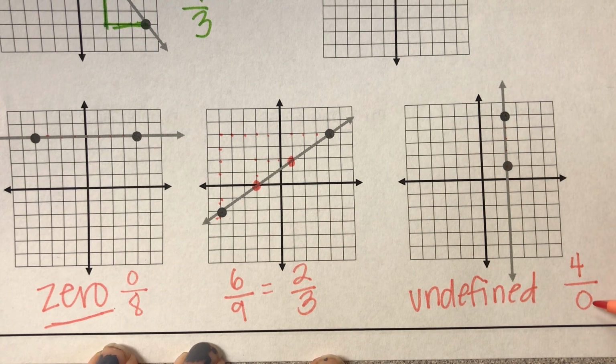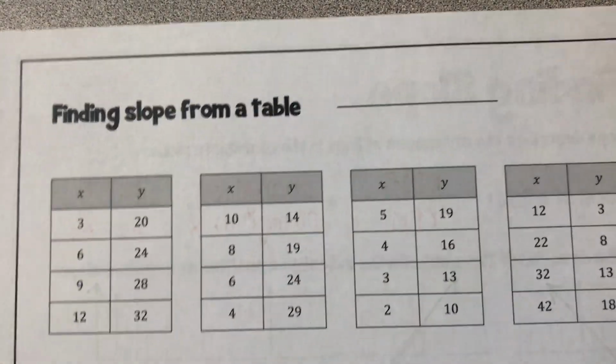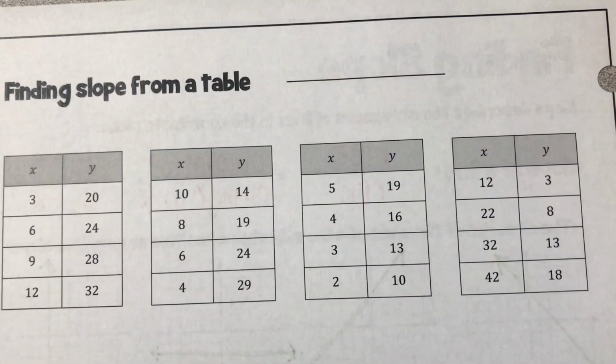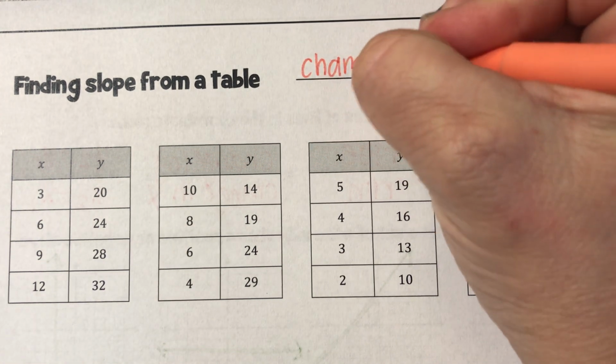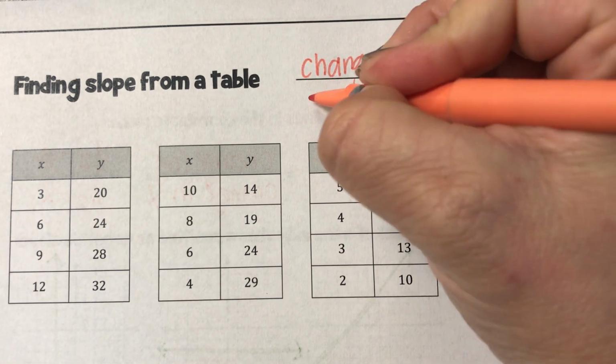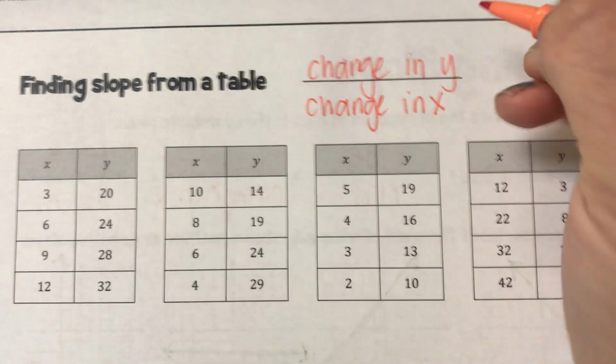And anytime you have anything divided by 0, it's going to give you an error because it's undefined. It's so steep, you can't divide by 0. It's illegal. Okay, and then we're going to talk about, well, what if you have this table of values? It's the change in y over the change in x.